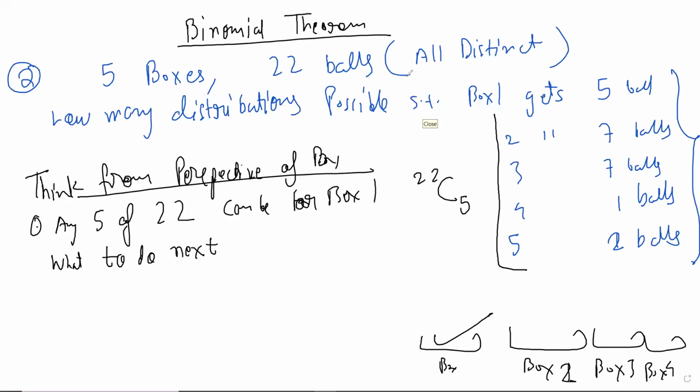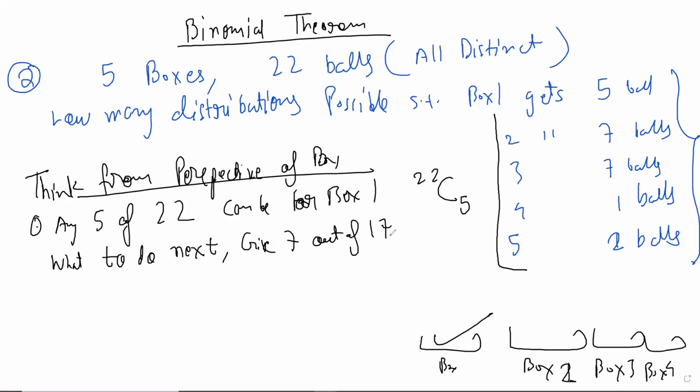So what do you think we should do next for the second box? The second box wants 7 balls. How do we give it? It's very simple, right? 7 balls he needs. You just give him 7 balls, but how many balls are left? 17 balls, right? So give 7 out of 17. Just thinking in a very simple way. Of course, the exact proof may be a little more. You have to show that you've covered all the cases, but let's do the counting.